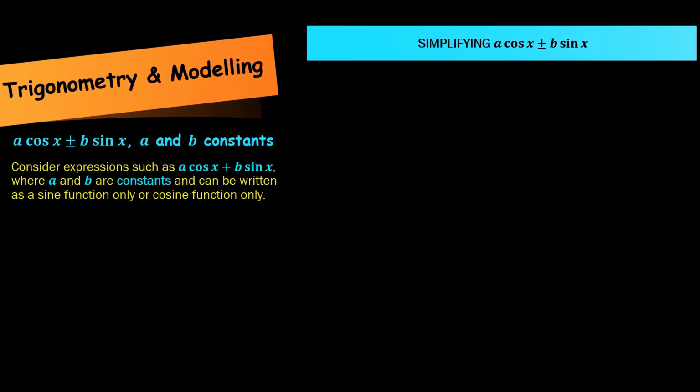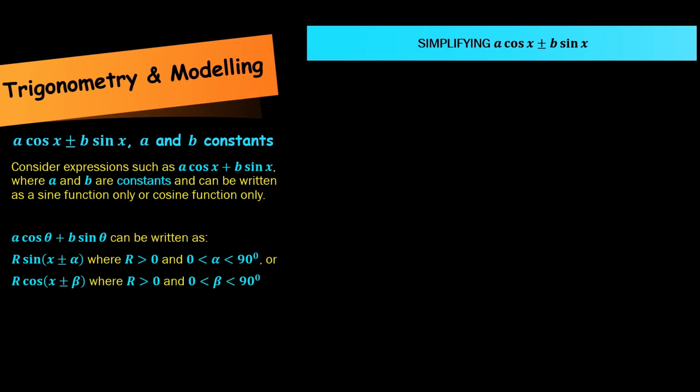Consider expressions such as a cos x plus b sin x, where a and b are constants, which can be written as a sine function only or cosine function only. In other words, a cos x plus b sin x can be written as r sin(x plus or minus alpha) or r cos(x plus or minus beta), where r cos alpha equals a, r sin alpha equals b, and r equals the square root of a squared plus b squared.